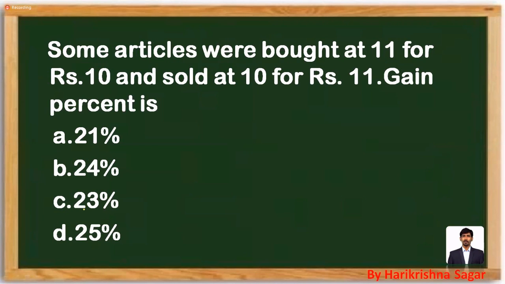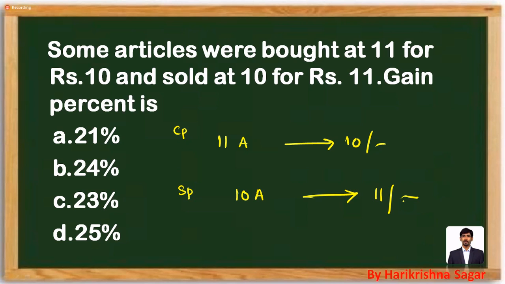Look at the next question available on the screen. Some articles bought at 11 for 10 rupees. So that means we can say 11 articles he bought at 10 rupees. Bought indicates cost price. He sold 10 articles at 11 rupees. What is the percentage profit or loss? In this scenario, you are having a different number of articles. When you have a different number of articles, make it a single unique number and proceed with the solution. So 11 articles at 10 rupees, 10 articles at 11 rupees.